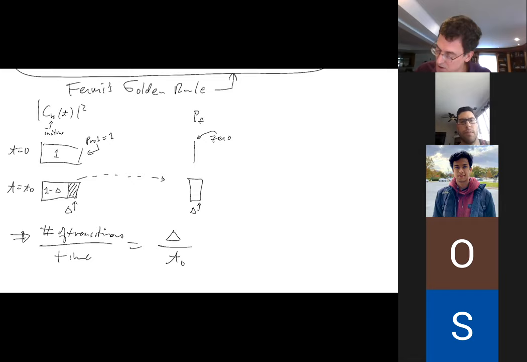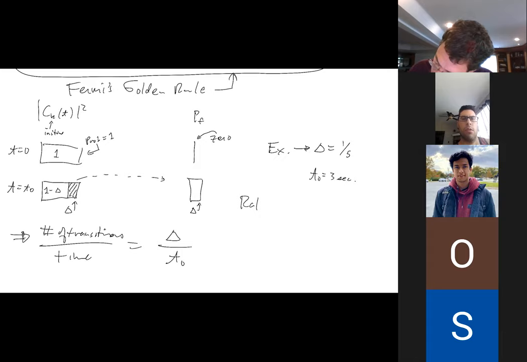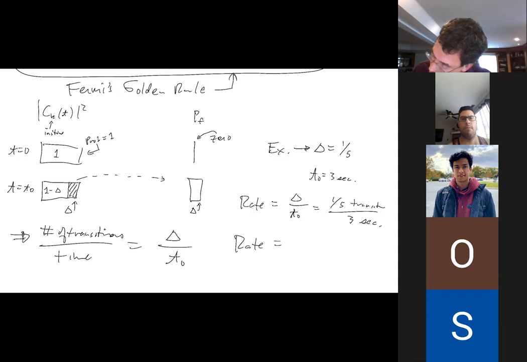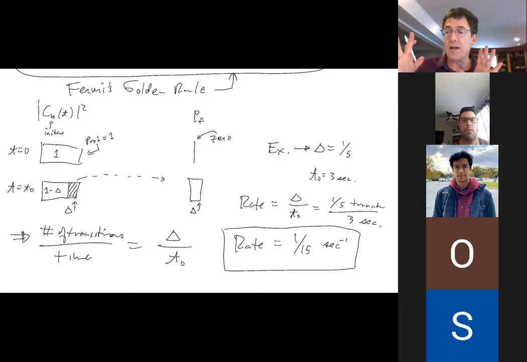Suppose, as an example, that delta is equal to one fifth, a probability of 0.2, and suppose that T naught is equal to 3 seconds. If delta equals one fifth, my rate of transition is equal to delta over T naught, which is one fifth of a transition every 3 seconds. And so my transition rate is equal to 1 over 15 per second. That is the natural unit to think of this process: the probability per time, which is equal to a transition rate.